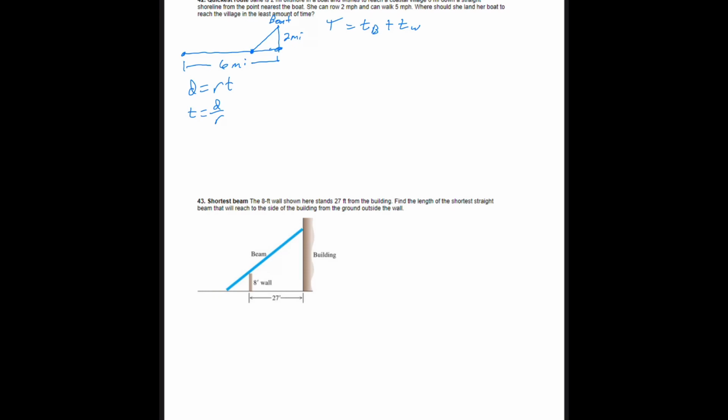Her total time, which I'm going to call capital T, will equal the time in the boat plus her time walking. And for each of those, we're going to have a distance and a rate. Her time in the boat is going to be her distance in the boat divided by the speed at which she can row, which is 2 miles per hour. And her time walking will be her distance walking over the rate at which she walks. So that's dB over 2 plus dW over 5.